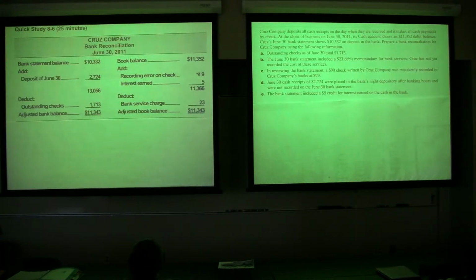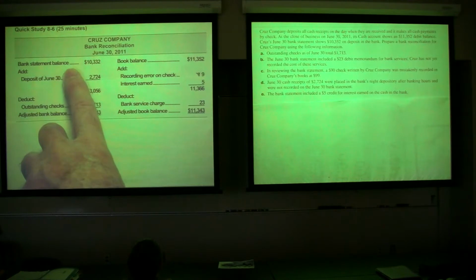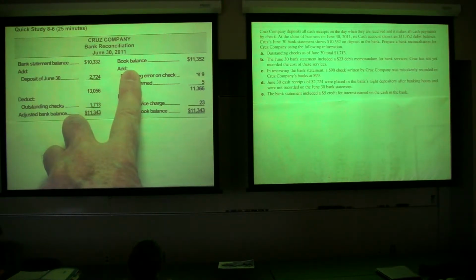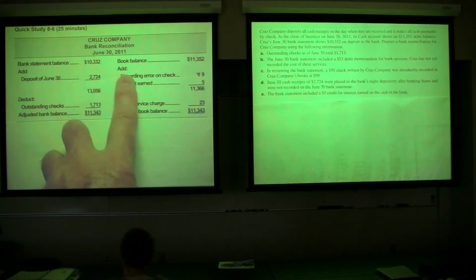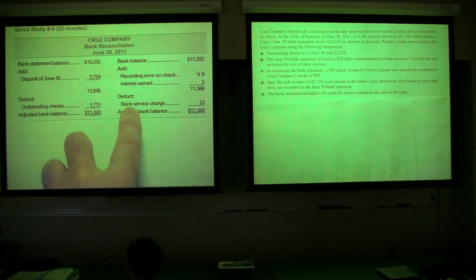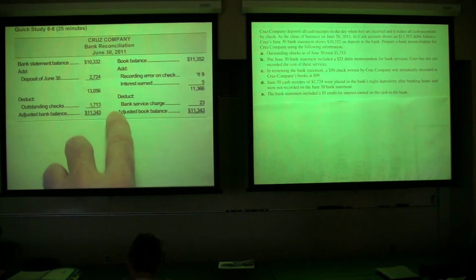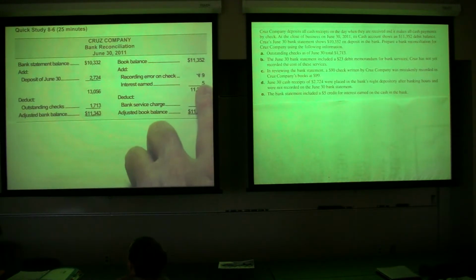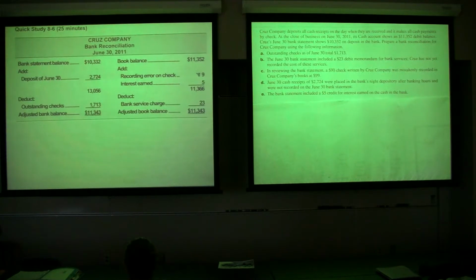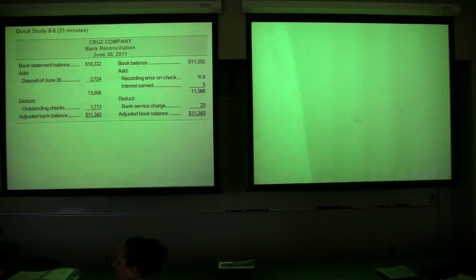By the way, sometimes an error can show up on the bank side, sometimes it'll be on the book side, whatever it takes to make it right. Sometimes it will be an addition, sometimes a subtraction. It can show up in any one of the four positions. In this case, you need to add $9 back to your check register. All right, you guys doing good? You're okay with that.